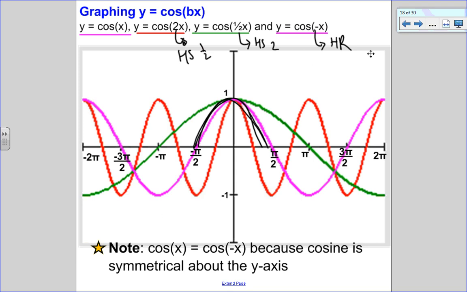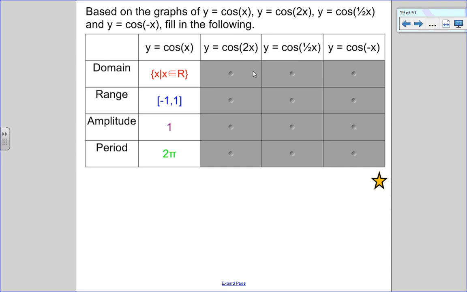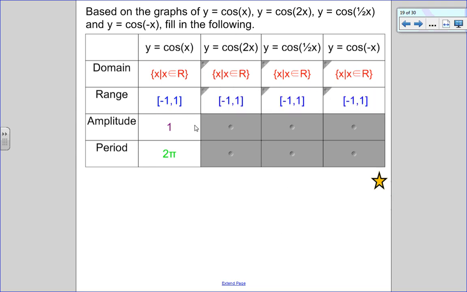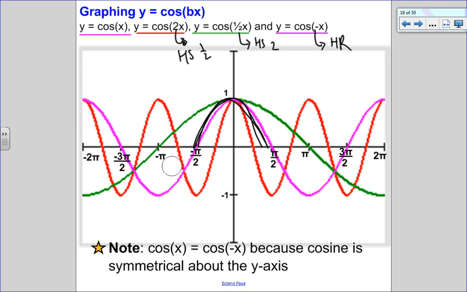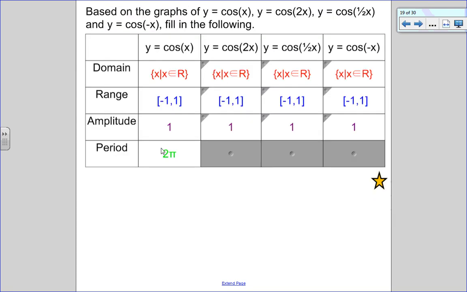So let's go back to that table and see what affects b. Okay, so b, stretching it, does not affect the domain. Stretching it does not affect the height, so it doesn't affect the range. Horizontally stretching it, it doesn't affect the amplitude. Let's go back here and see it definitely affects the period, which is the time that it takes. So the purple graph is the base graph, and I can see from start point to end point, it goes from 0 to 2 pi. So my original graph has a period of 2 pi, as does my horizontal reflection.